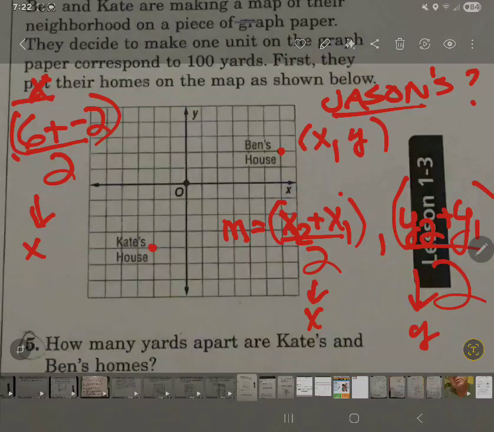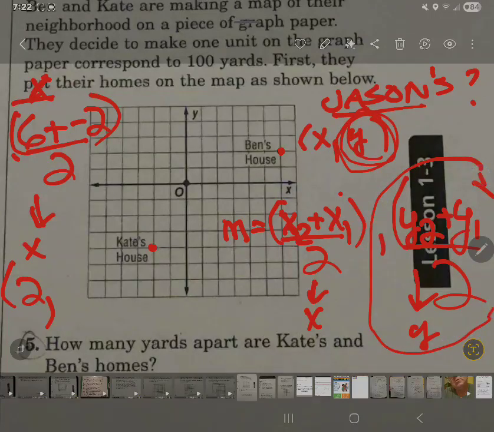All right? So what is 6 plus -2? Well, that's 4 divided by 2. So we know 4 divided by 2 is 2. So we know that our X value is going to be a 2. But now we have to find our Y value, right? And the way we find the Y value is right here. Well, what is the Y sub 2 right here?